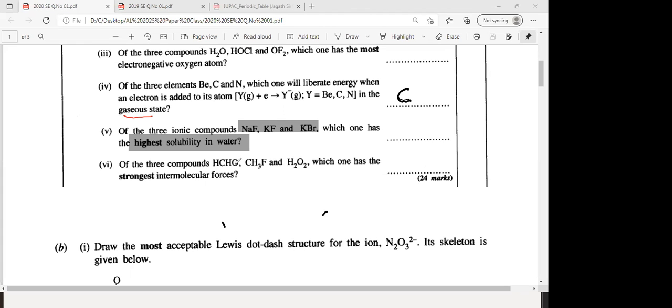Remember, dissolving of an ionic compound in water is an endothermic process. Heat is absorbed to break down the ionic lattice. Which ionic lattice can be easily broken down?